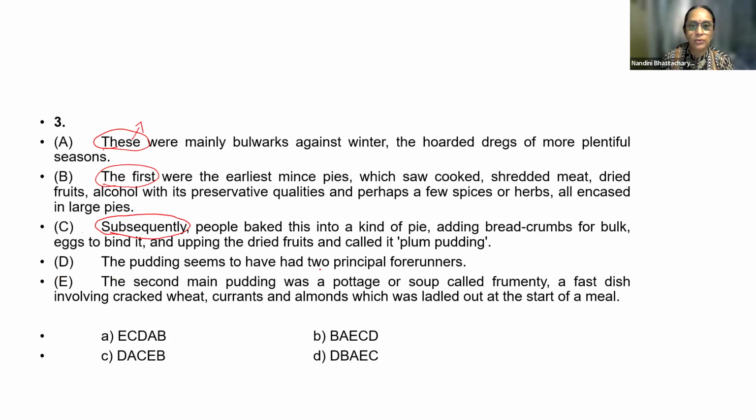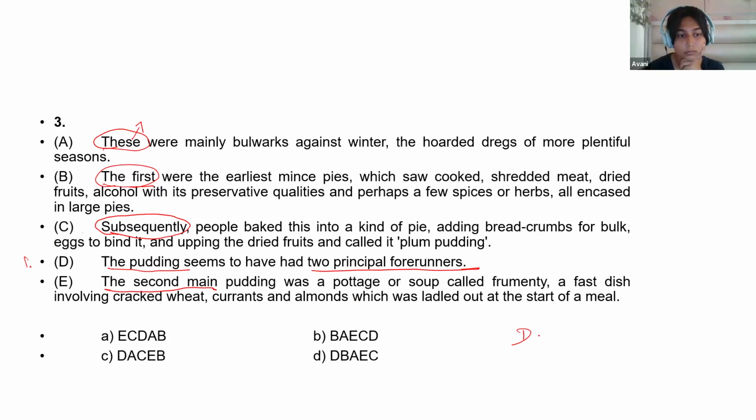The pudding seems to have two principal forerunners. Is this a general statement? Now here we have the first. Here the second main pudding. So first and second refers to two principal forerunners. Can D come in as your introduction? Can, right? So D comes in as your introduction. So what comes after D? B. Obviously B. Yeah.